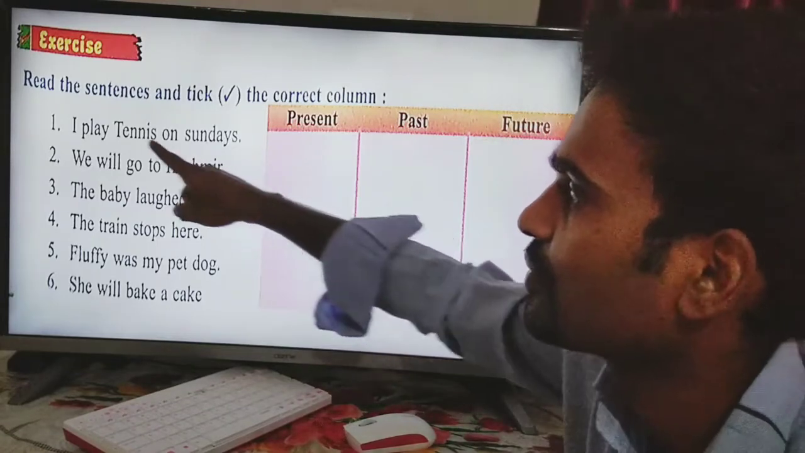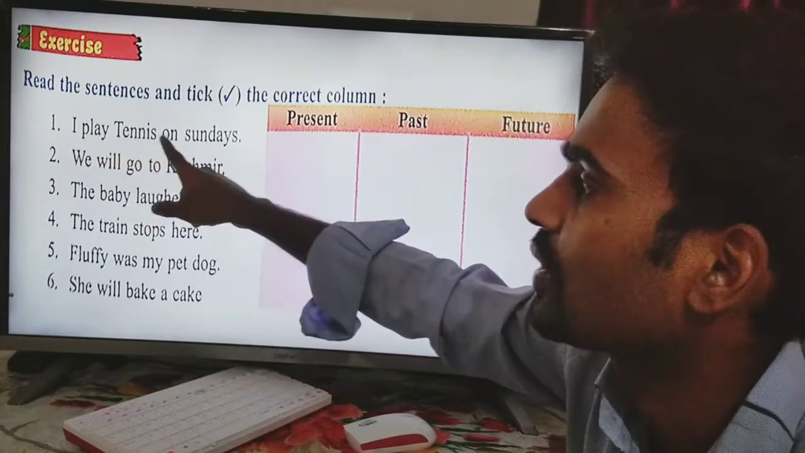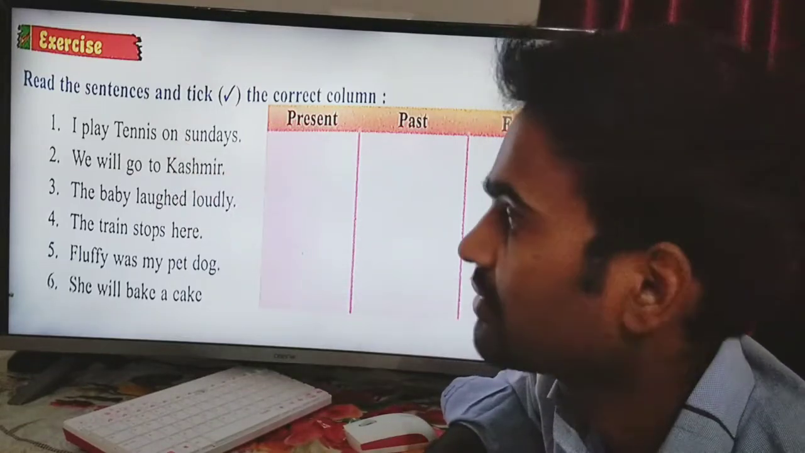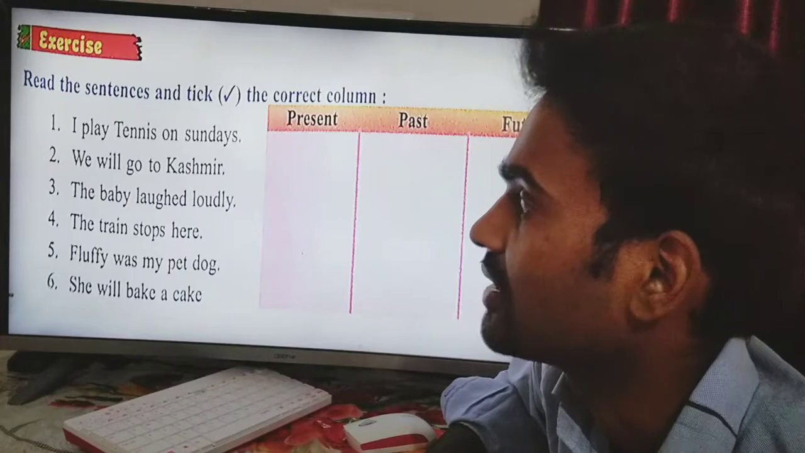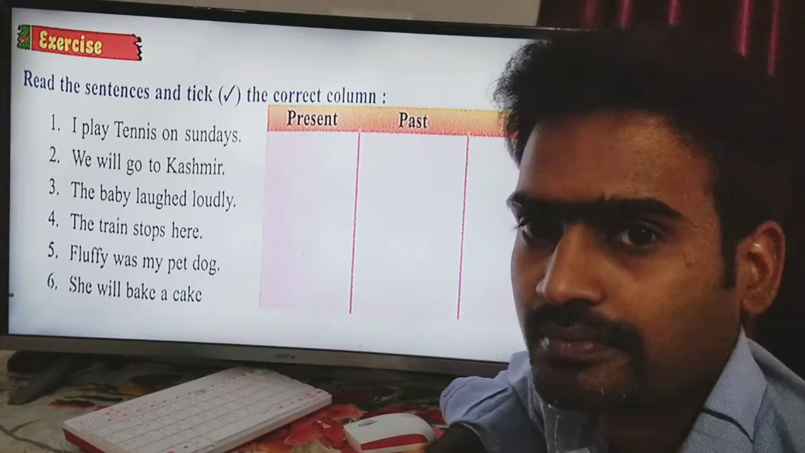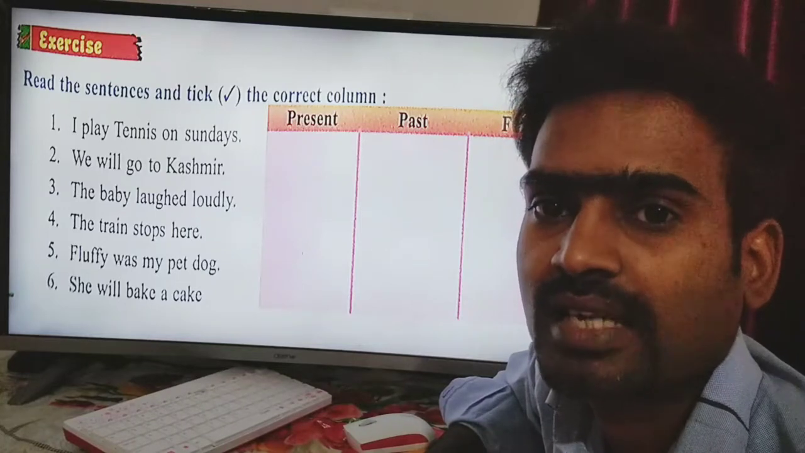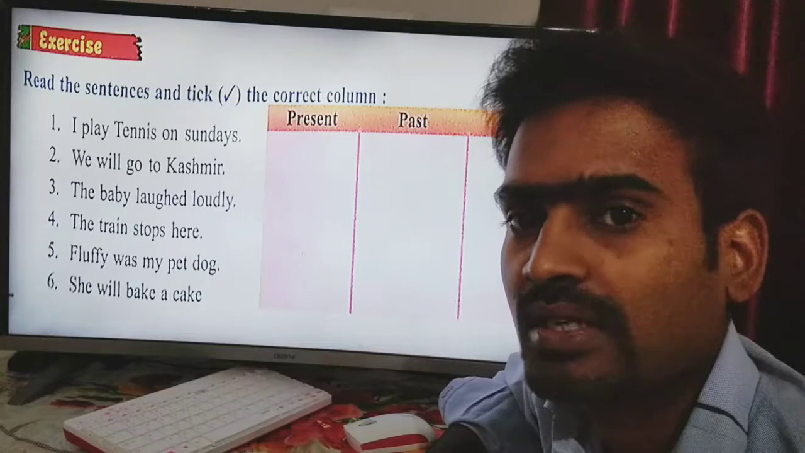So what are we supposed to do? I play tennis on Sundays. See the verb. Dear children, see the verb. Mainly the verb will decide the tenses, and sometimes the auxiliary verb also will decide the tenses.